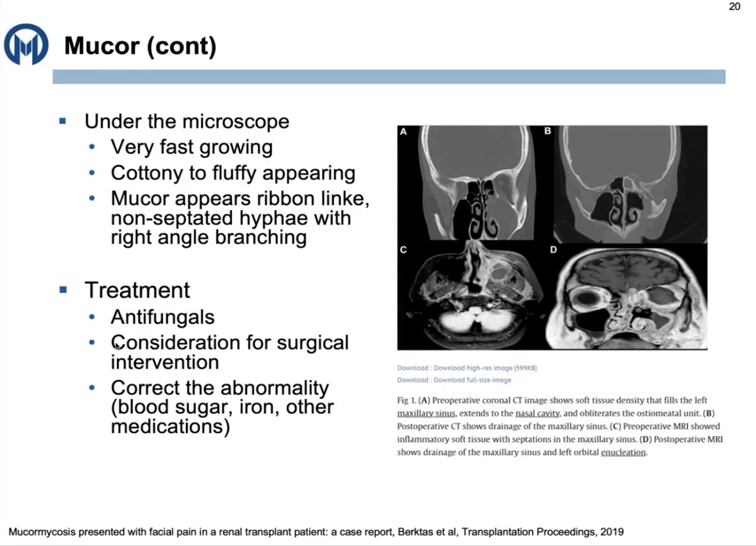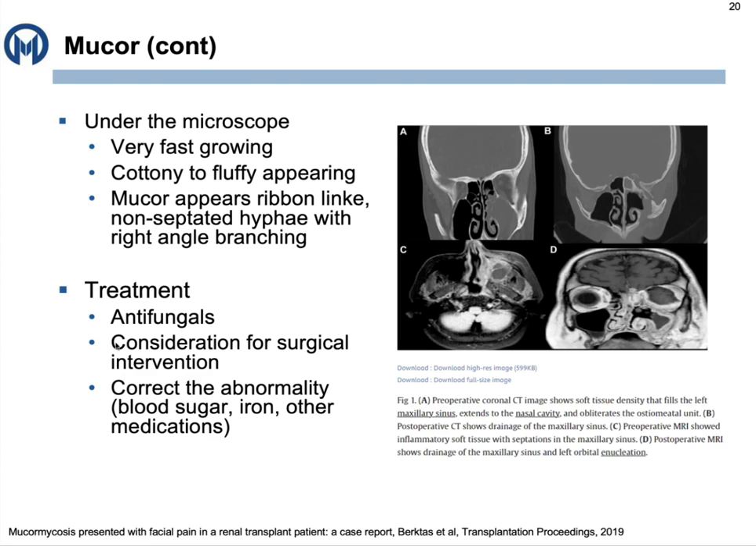So under the microscope, very fast growing, can be cottony to fluffy looking ribbon. That's supposed to say light. I apologize for the extra legend. Acute angle branching. You treat with antifungals, you treat with surgery, especially anywhere in the face. You correct the abnormality. If it's an uncontrolled diabetic, you get the sugar under control from there.